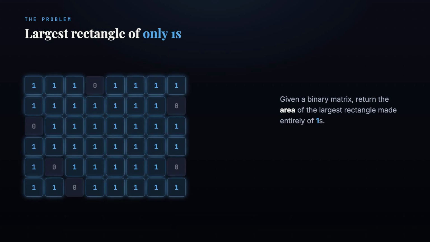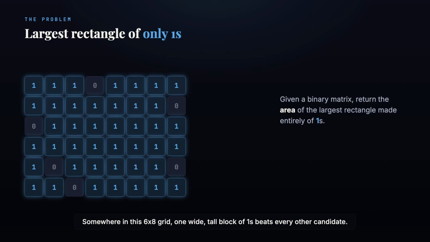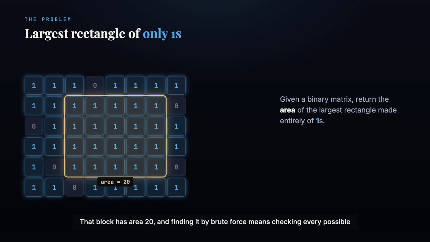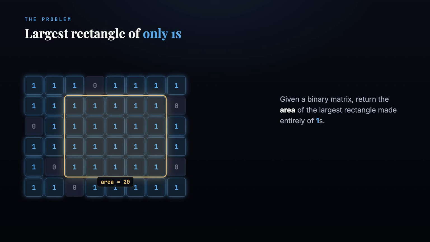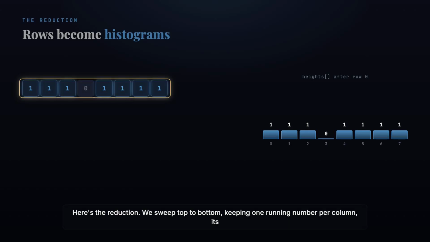Here's our example. Somewhere in this 6 by 8 grid, one wide, tall block of ones beats every other candidate. That block has area 20, and finding it by brute force means checking every possible rectangle. We need something smarter. Here's the reduction.